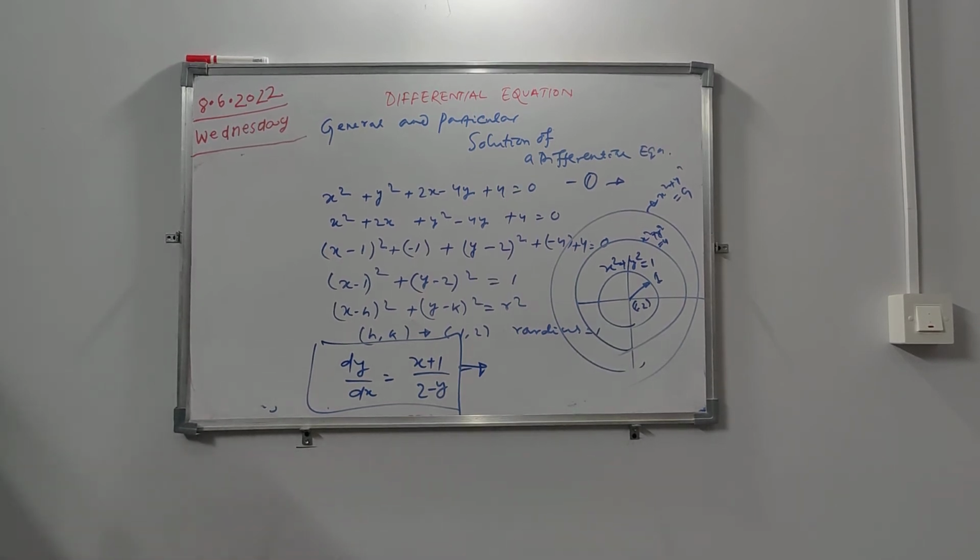Similarly, you can find a family of straight lines and so on. A differential equation representing a family of circles means something with a common center. For straight lines, the slope must be the same. That must be the common thing.